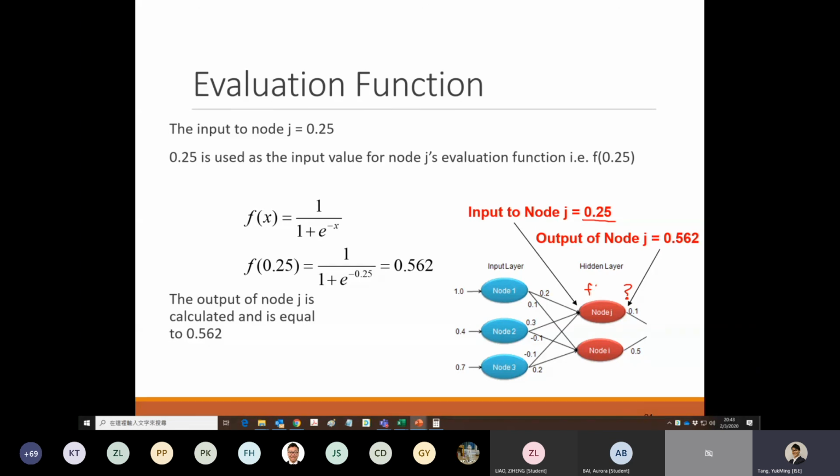For loop J we want to calculate the output. The output is equal to f of 0.25, as the input is 0.25. Very simple. You just need to substitute x equal to 0.25 into this sigmoid function, and then you can calculate the result is equal to 0.562. So the output for the loop J is equal to 0.562.